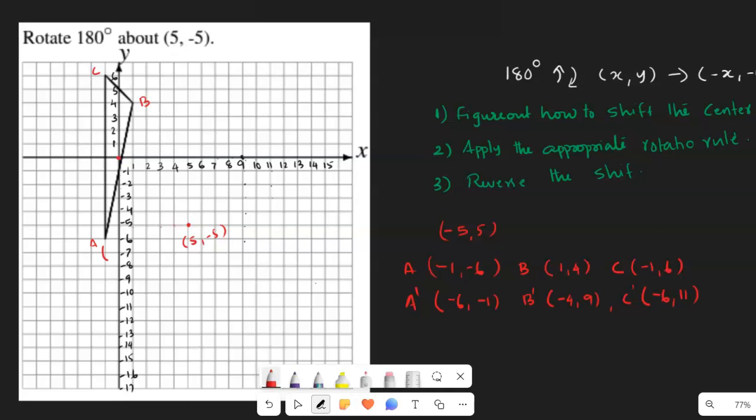Now we need to apply the rotation rule. For 180-degree clockwise or 180-degree counterclockwise, the rule is: without switching the coordinates, change the sign of the coordinates. So the coordinates are actually, I would like to call it a double prime. Change the sign of the current coordinate. So 6, 1, b double prime is 4, negative 9, and c double prime is 6, negative 11.